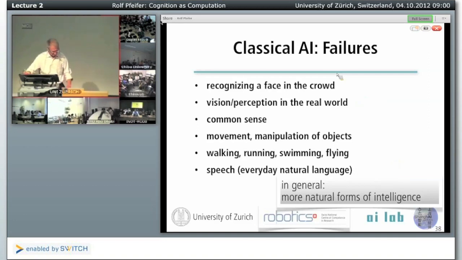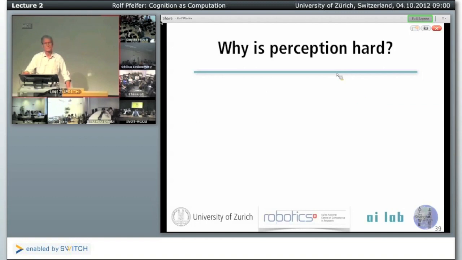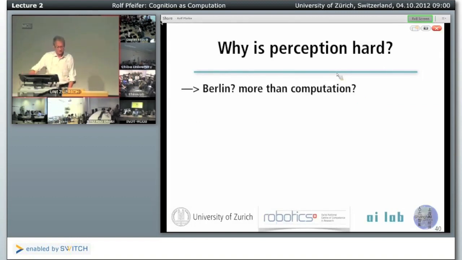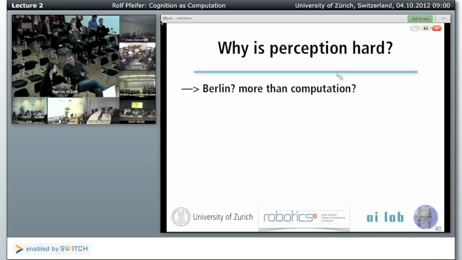Let's maybe have a look at this. Why is perception hard? And I would like to ask maybe the people in Berlin, Verena, yes, are you there? Why is perception in the real world so hard?